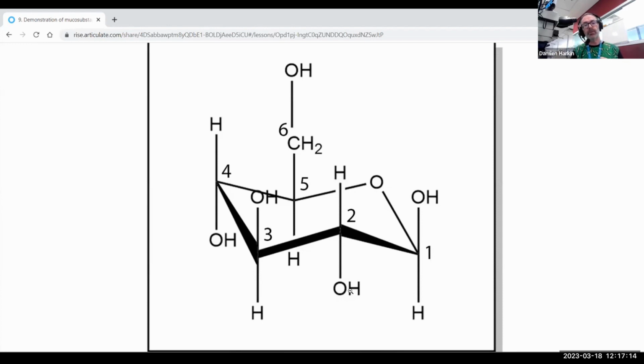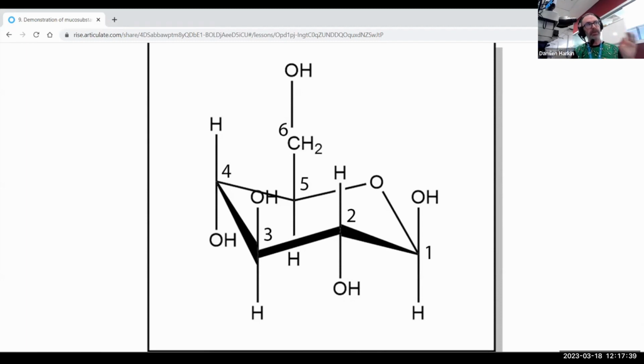These two hydroxyl groups located in these positions bestow the property of making mucosubstances found in tissues that have this type of structure. It bestows upon them the ability to be stained using the PAS staining technique.